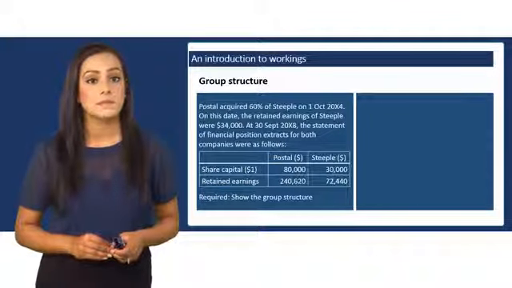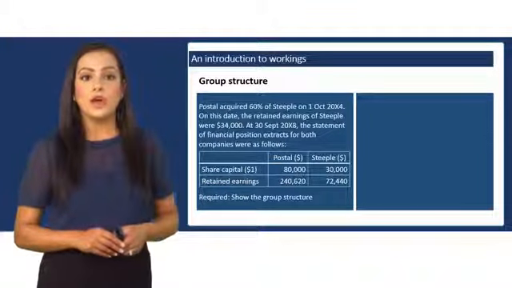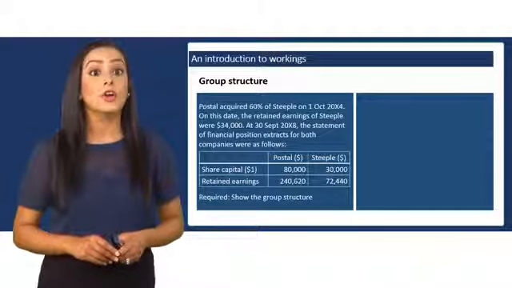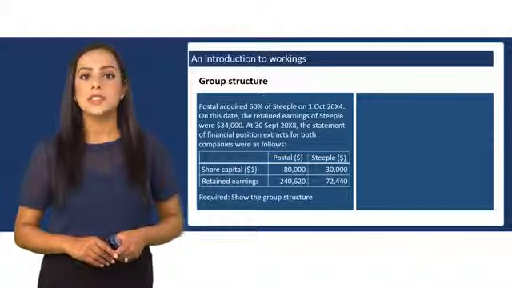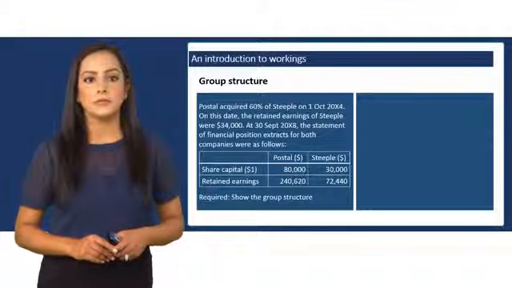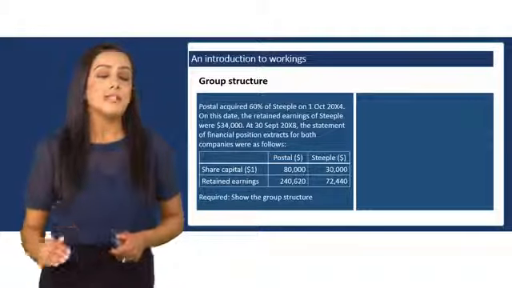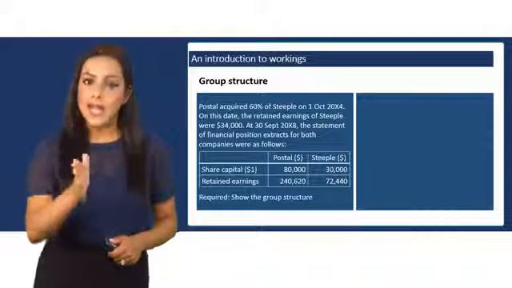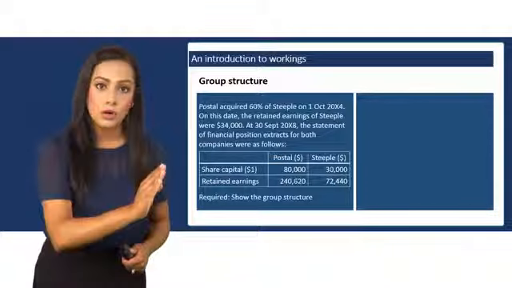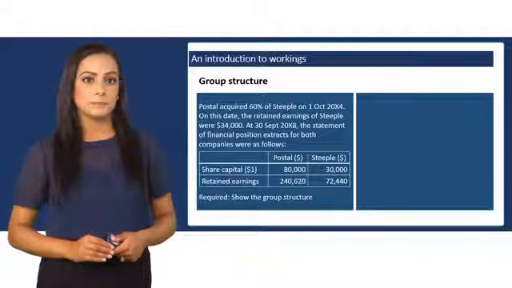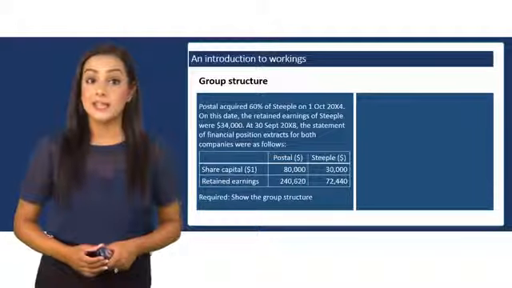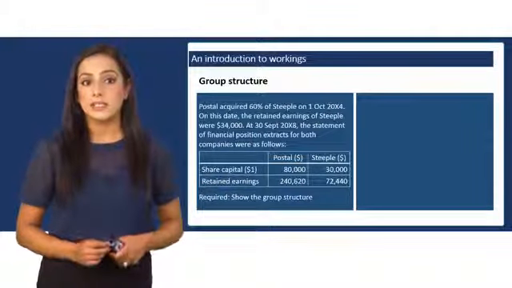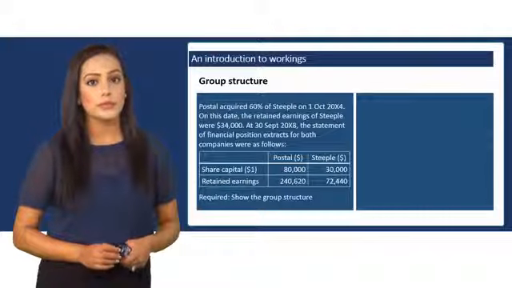Let's take a look at this very simple example and try to identify what the group structure is going to be. Postal acquired 60% of Steeple on the 1st of October 14. That means the 1st of October 14 is the acquisition date, the day the parent gained control over the subsidiary. On this date, the retained earnings of Steeple were 34,000.